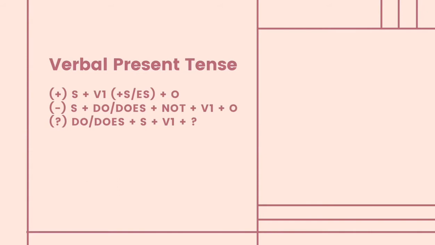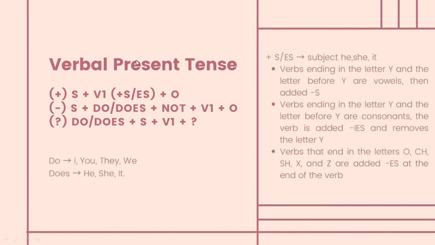Now, verbal present tense. This is the structure. Okay, subject, verb 1 plus S or ES, an object; the negative and interrogative, kalimat positif, negatif, dan interrogative. Okay. Now, look at this, plus S or ES. It is only when the subject is he, she, or it. Jadi, if the subject is he, she, or it, the verb, you have to plus S or ES.